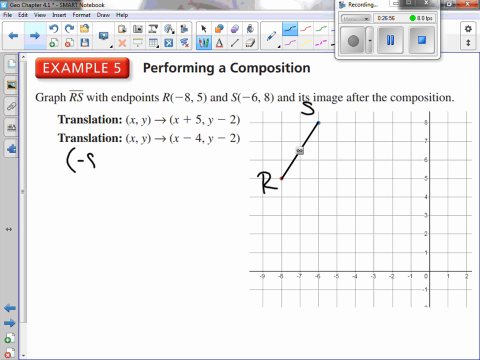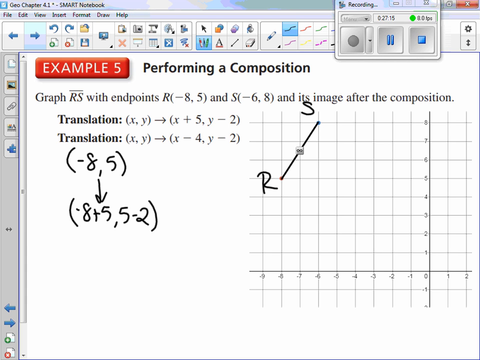So if I looked at our R at negative 8, 5, we're going to have x plus 5. So we would have negative 8 plus 5, comma, y minus 2. Well, that would be 5 minus 2. The plus 5 means we're moving 5 units to the right. Our minus 2 would mean we're moving 2 units down.